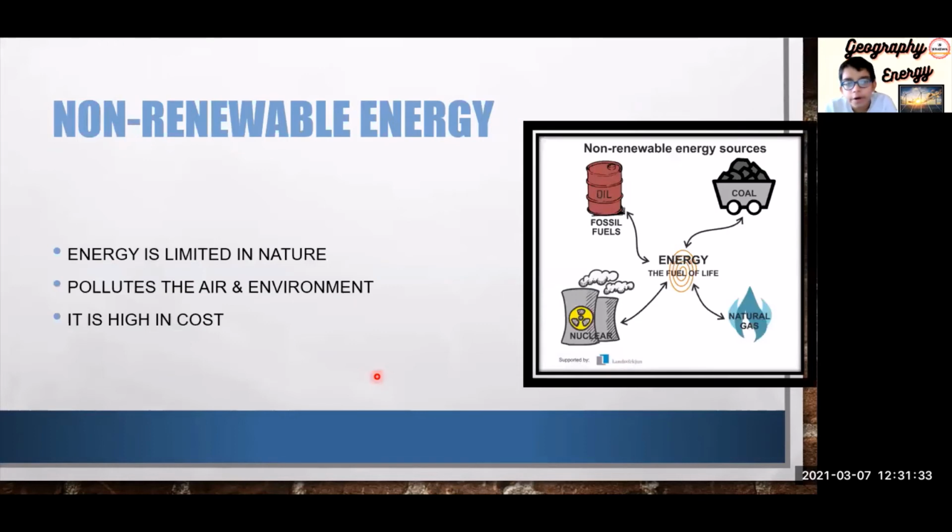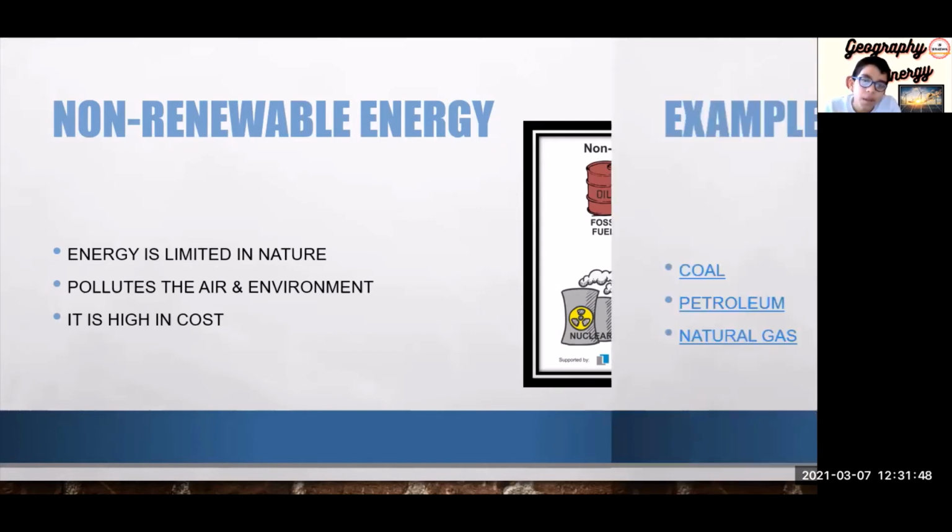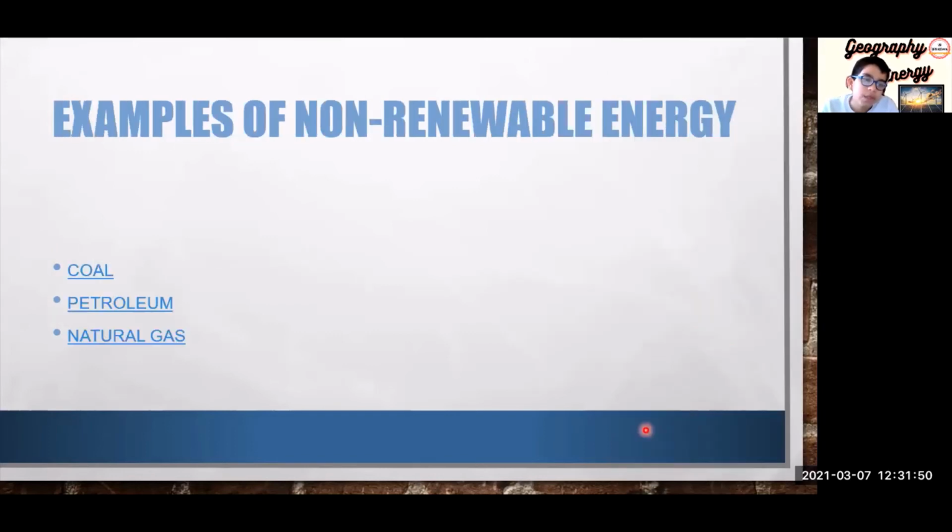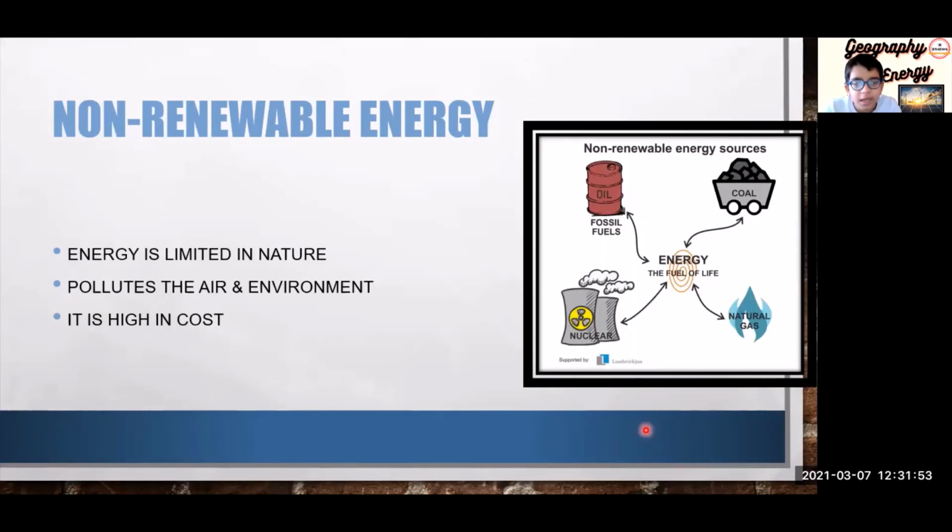Non-renewable energy. Non-renewable energy is the energy which is limited in nature. It pollutes the air and environment and is high in cost, like nuclear power, fossil fuels, coal, natural gas. All of these are high in cost. Now, examples of non-renewable energy: coal, petroleum, and natural gas.